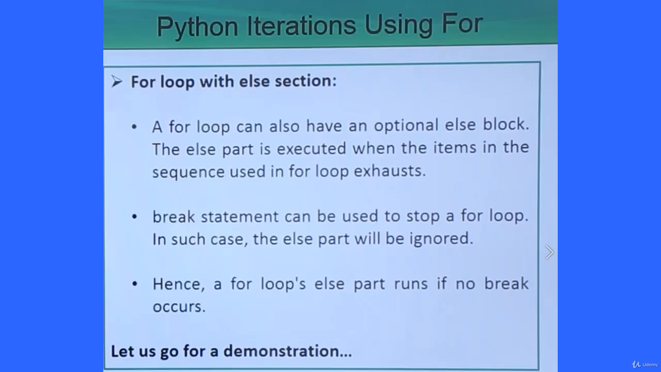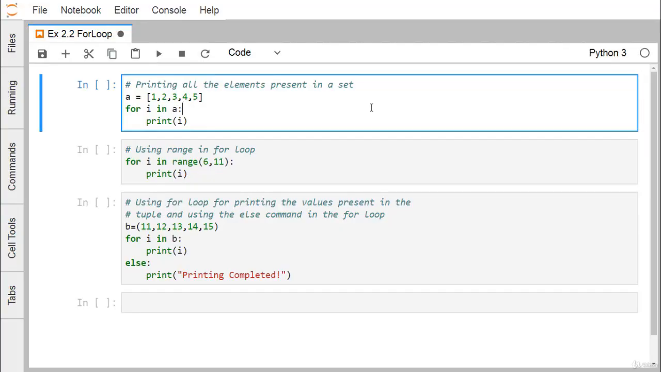So let us go for some practical demonstration to show you how the for loop can be used in our Python code. Here we have defined one list. We know that list elements are separated by commas and enclosed within these square brackets. So this is a list here. We print all elements present in it. For i in A, print i. That means in each and every iteration, using this for, we are picking up one element from the list at a time and the respective element is going to get printed.